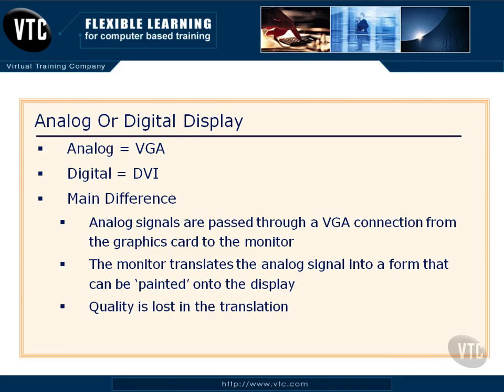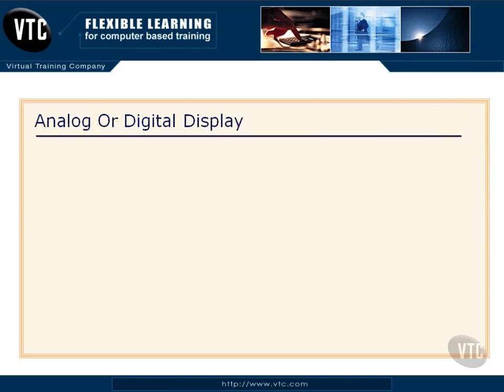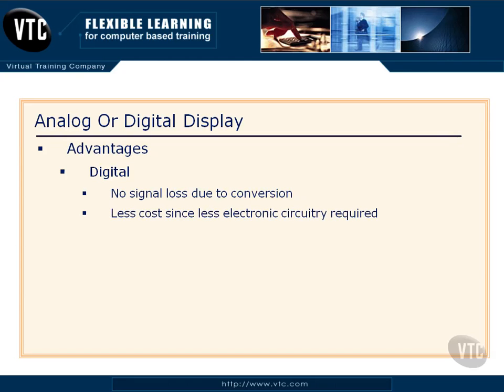Quality is lost in the translation almost any time you translate something, especially from analog into another form. You lose a little something, and that's certainly true with the image when you're working in analog. So let's talk about the advantages and disadvantages. The advantage of digital over analog is that you don't have any signal loss due to conversion, because the image comes from the graphics card in digital format and is passed to the monitor. Any manipulations of the signal all stay in digital 0 and 1 format, so there's no signal loss and you just get a better picture.